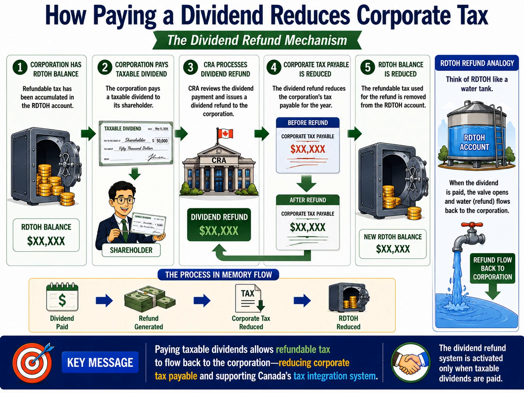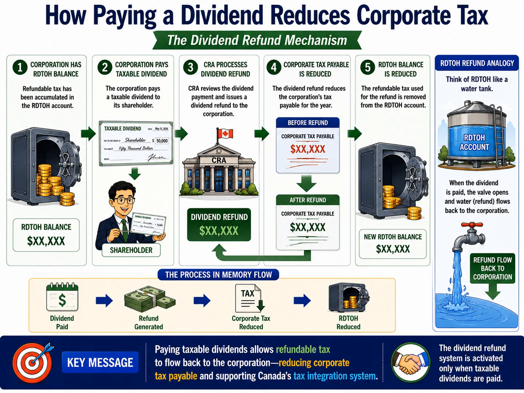A useful way to visualize this process is with the water tank analogy. Imagine that the RDTOH account is a large water tank. Each time the corporation pays refundable tax on investment income, or Part 4 tax, more water flows into the tank.